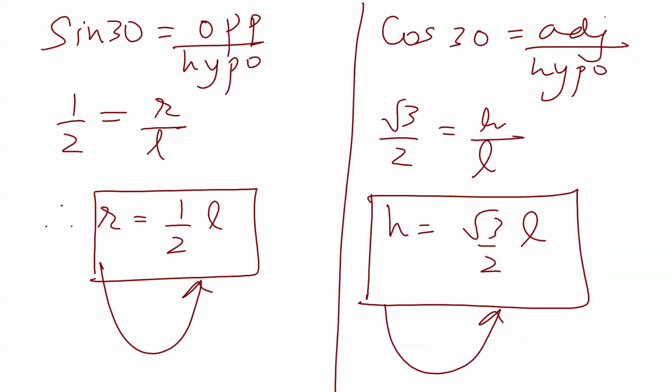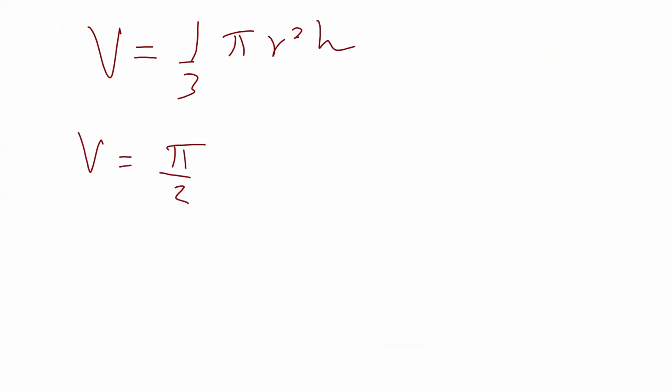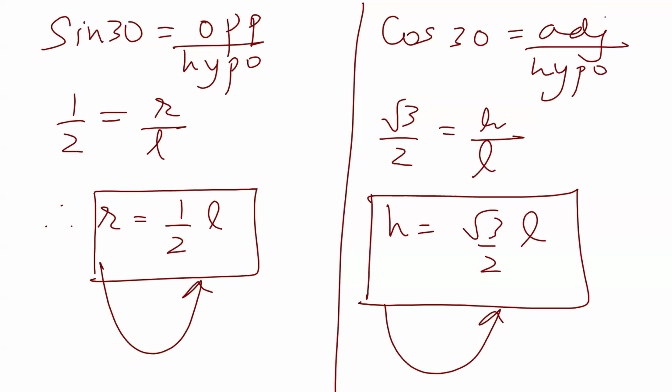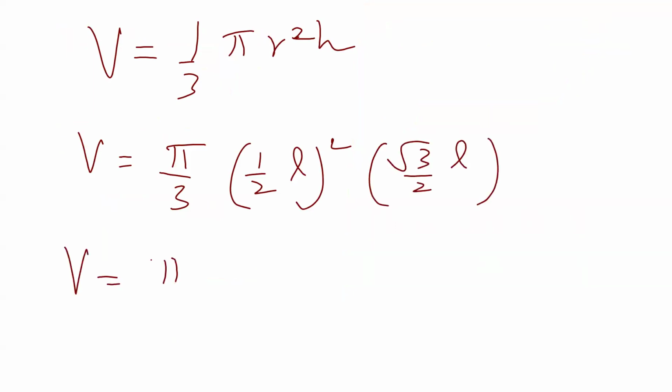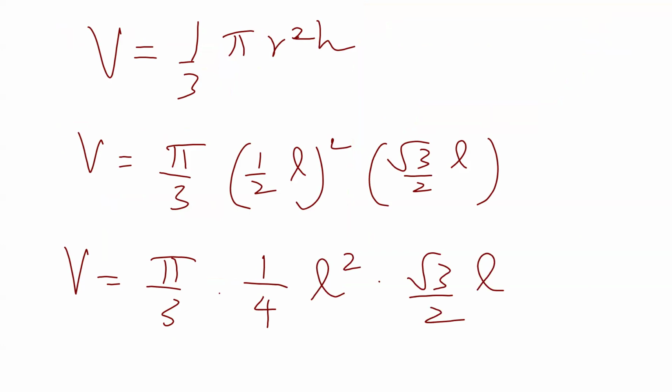Yes, this is step 2. Now let's get back to volume. Volume of the water droplet which is going outside the conical flask. So it will take the shape of the cone. So volume is equal to 1 by 3 pi r square h. So this is pi by 3 r square h. Now what is r in terms of L? It is half L, and h is root 3 by 2 L. Put the value of r and h. This is half L and this is root 3 by 2 L. So V is equal to pi by 3, 1 by 4 L square, root 3 by 2 L.